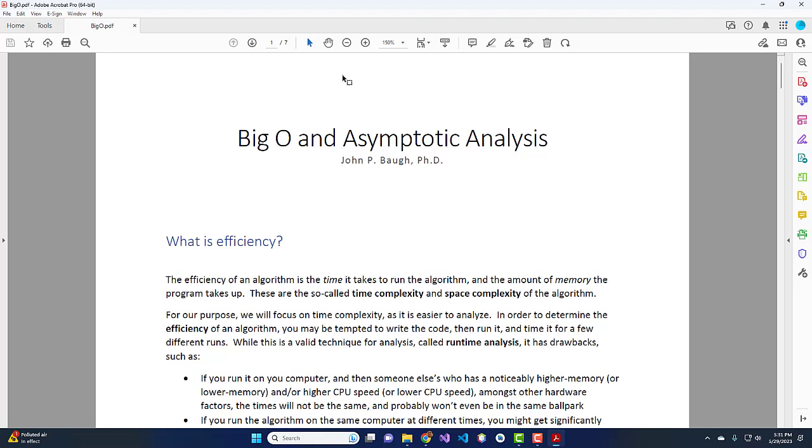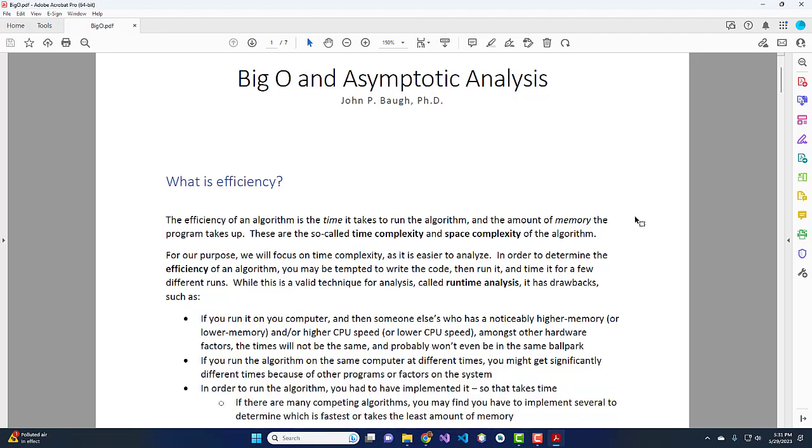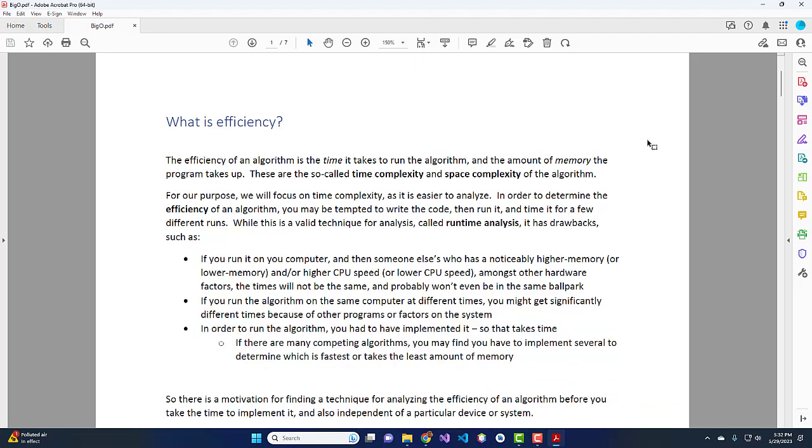So this is on Big O and asymptotic analysis. It's just kind of a short rundown. I've provided the document for you as well. So we're just going to go through this briefly, and hopefully it makes some sense, and maybe I can clarify some stuff if it's not clear by just reading it.